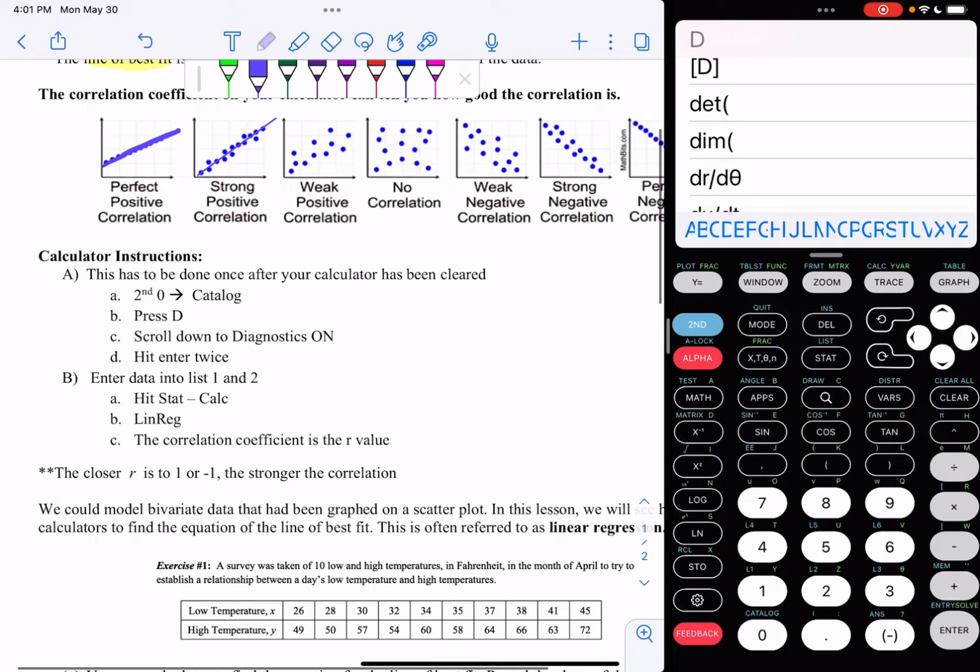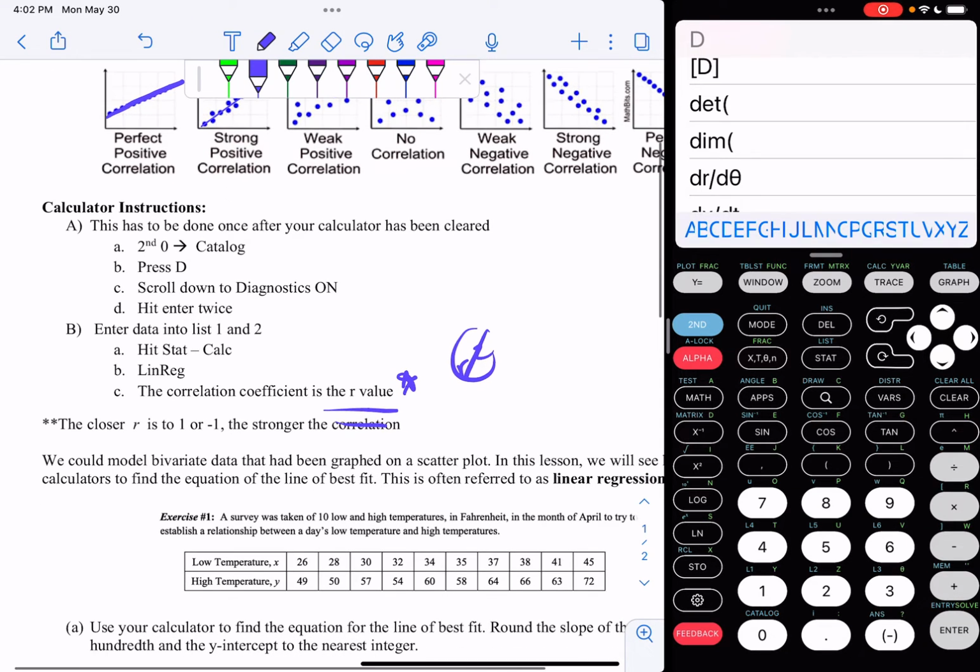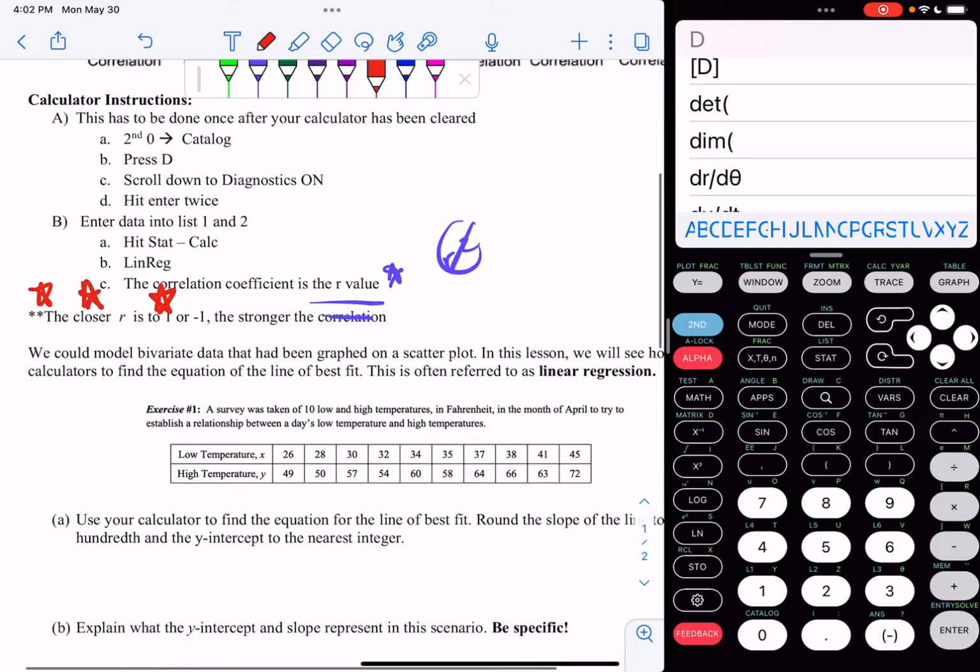The big thing, though, is that the correlation coefficient is the R value, so it is not R squared. So R squared is not your correlation coefficient, it is your R value. Now, something that's very, very important, the closer R is to 1 or -1, the stronger the correlation. So you really want that number to be extremely close to 1 or extremely close to -1. If it's close to 1, it will be a positive correlation. If it is close to -1, it will be a negative correlation.